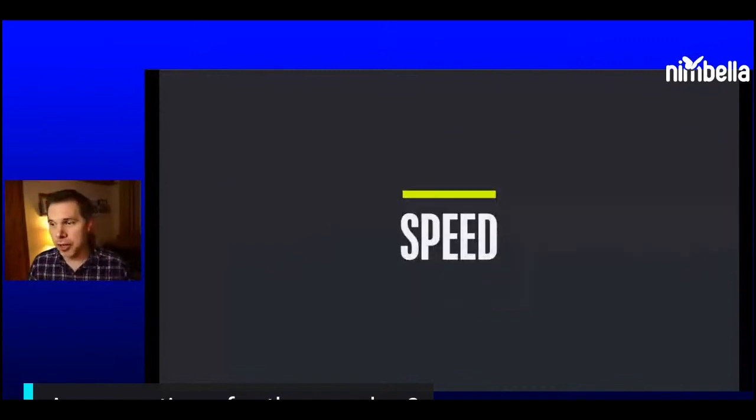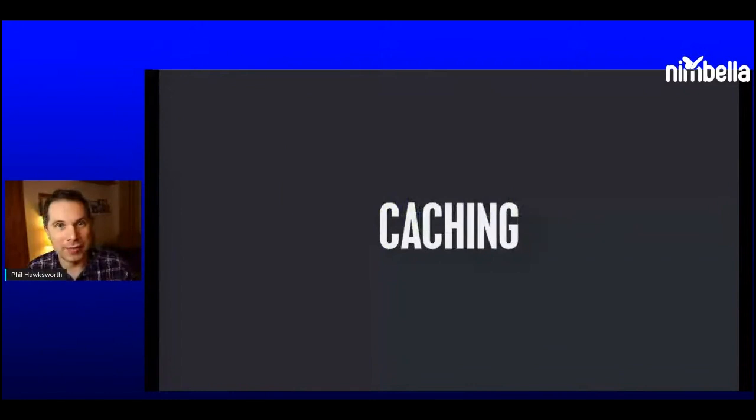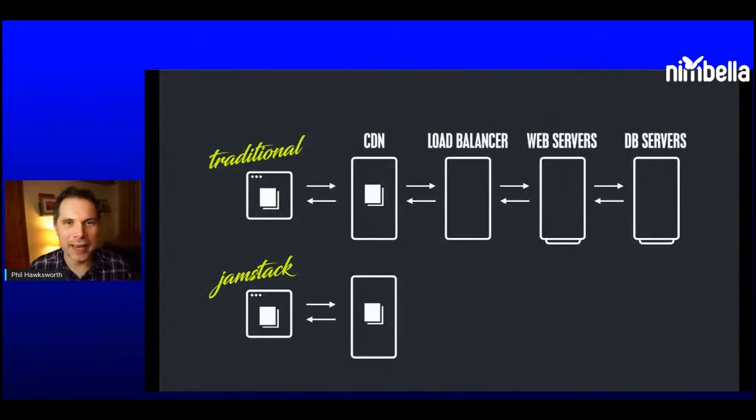Speed, by which I'm talking about performance. Traditional stacks add static layers in order to improve performance, and by that I mean caching. So for all of this talk of, well, Jamstack, isn't that just static sites? Static is a huge virtue if you're talking about making something static so you can cache it. Looking at this illustration again, we might decide that some of the views are rendered very often by the web server, so we'll cache those so they're ready to go. Some of the database queries are very common, so we'll cache those too.